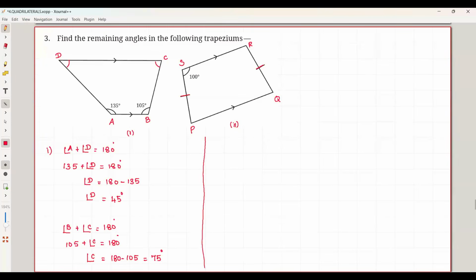Second question. Here it is given that PQRS is an isosceles trapezium. In an isosceles trapezium, we know that base angles are equal. This is 100, so this also will be 100. PQRS is an isosceles trapezium.